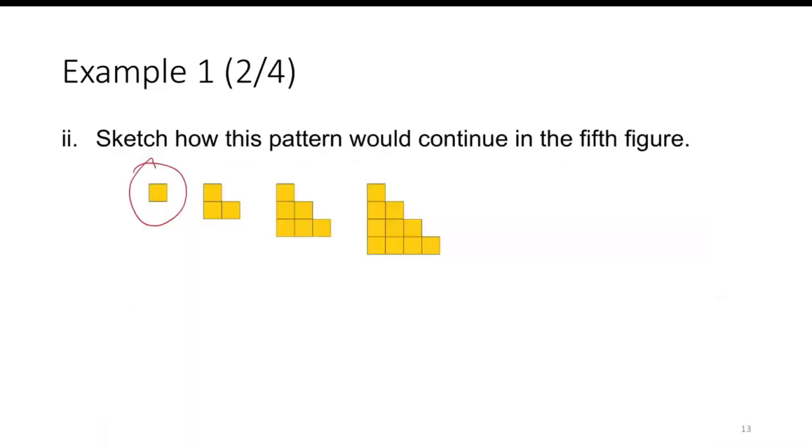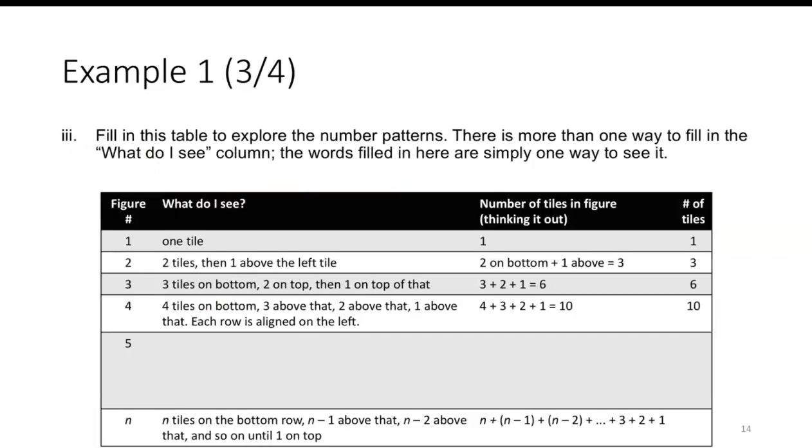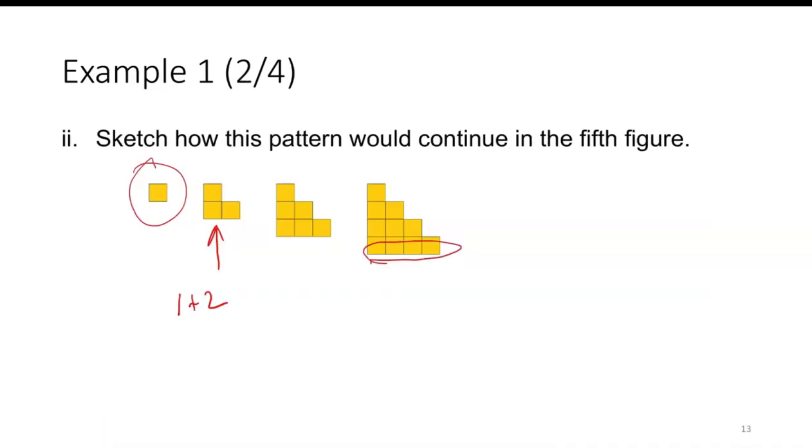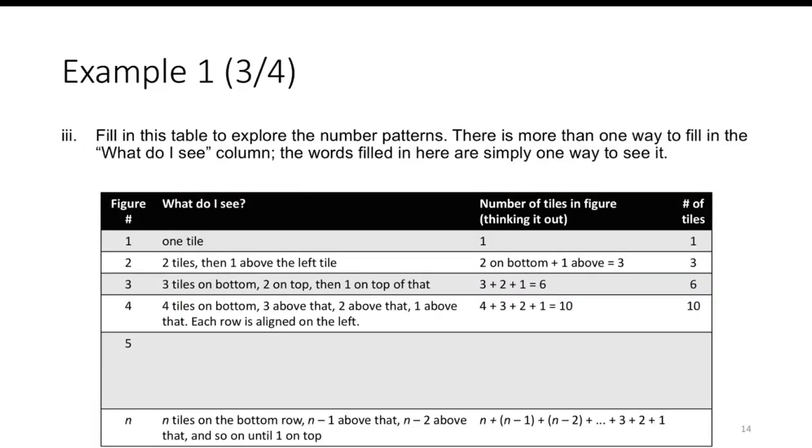The next figure had two tiles on the bottom, then one above that. So the number of tiles in the figure was basically 2 on the bottom plus 1 above, or 3 tiles overall. And then the next one had 3 on the bottom, then 2, then 1. So 6 tiles overall. The next figure had 4 tiles, then 3, then 2, and then 1. So the number of tiles in the fourth figure was 4 plus 3 plus 2 plus 1.